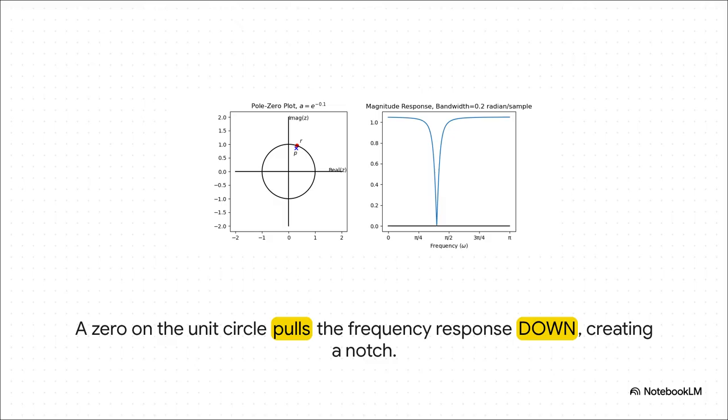And of course, the opposite is true for zeros. If our point gets really close to a zero, that distance in the top of the fraction becomes tiny. And a tiny number on top means the whole thing gets dragged right down to nothing. It creates this super deep valley, or a notch, that can totally silence one specific frequency.